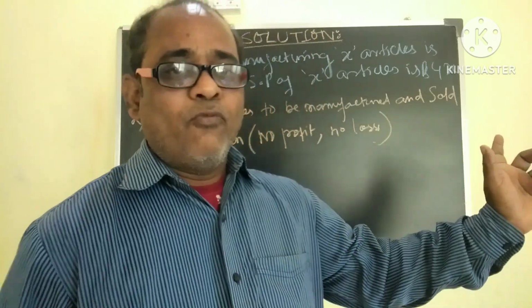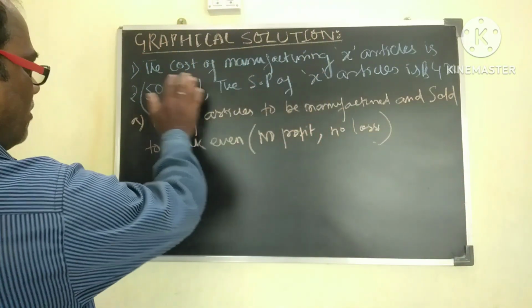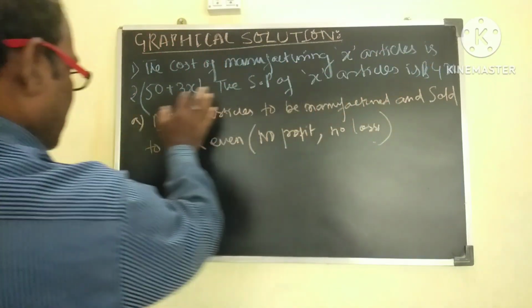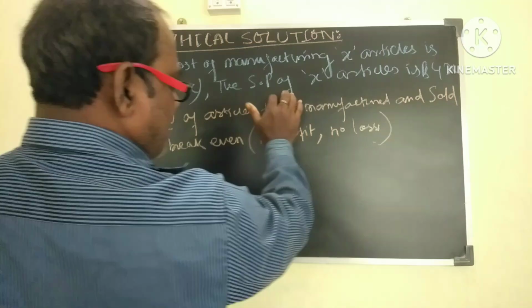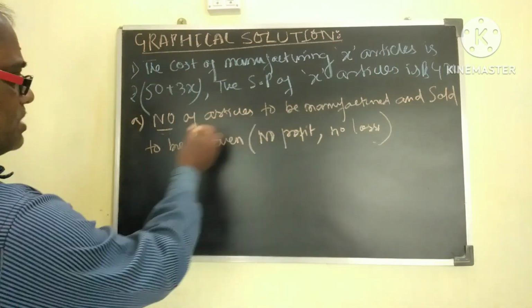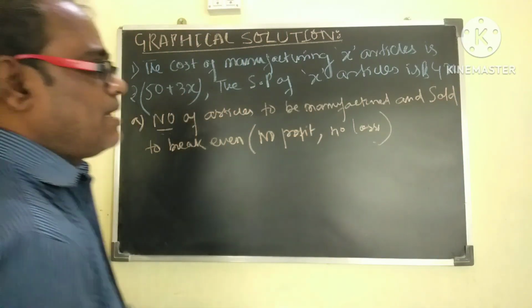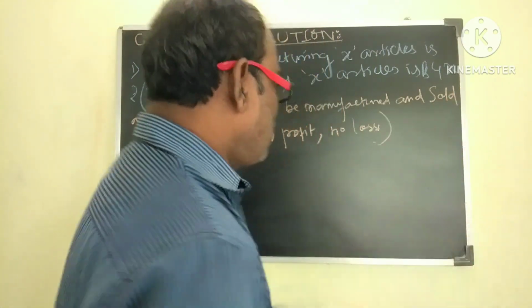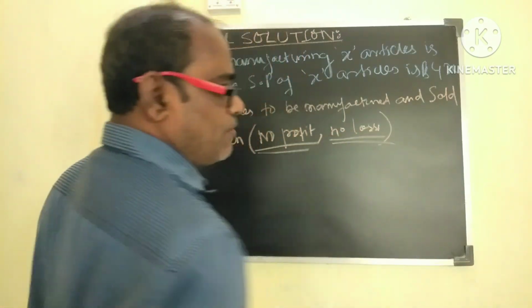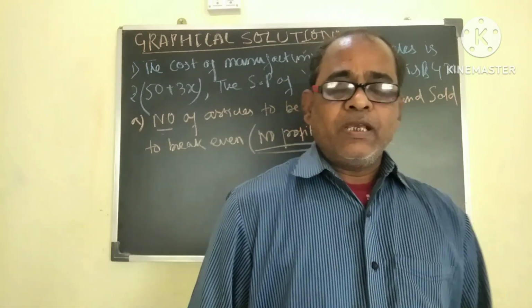Let's do it with a word problem. The given word problem is written on the board from your textbook. The cost of manufacturing X articles is this. The selling price of X articles is this. The question is: how many articles should be manufactured and sold so that there is no profit, no loss? No profit, no loss means the cost price and the selling price must be the same.